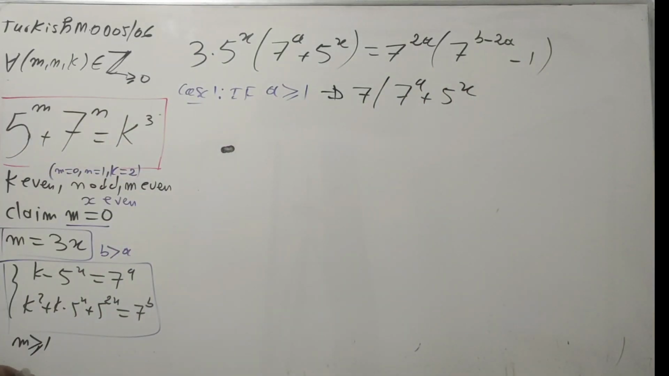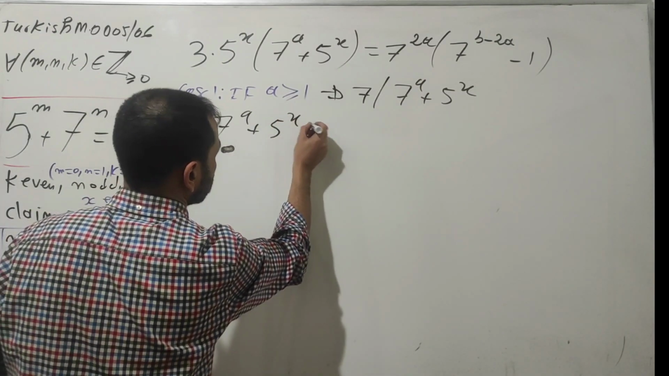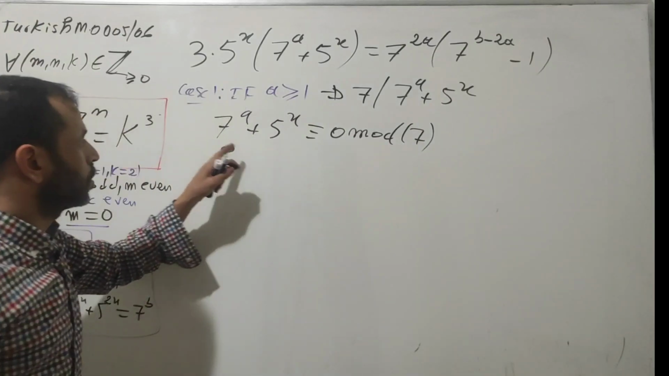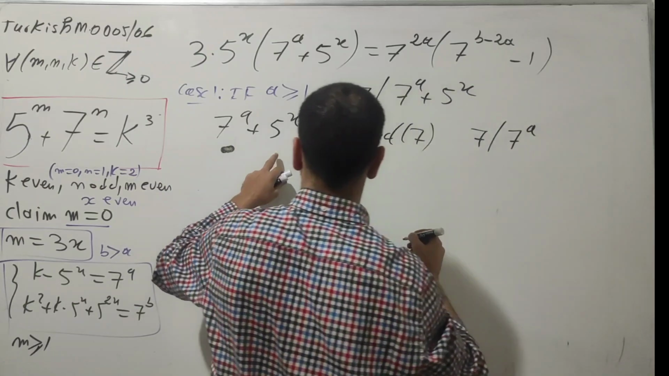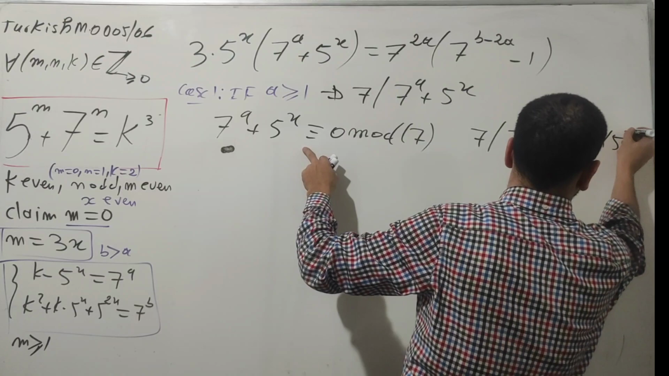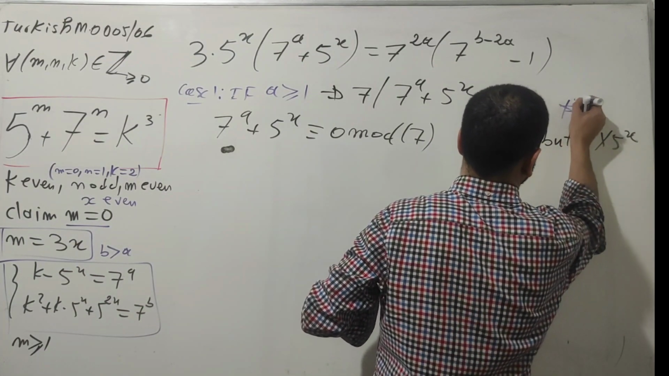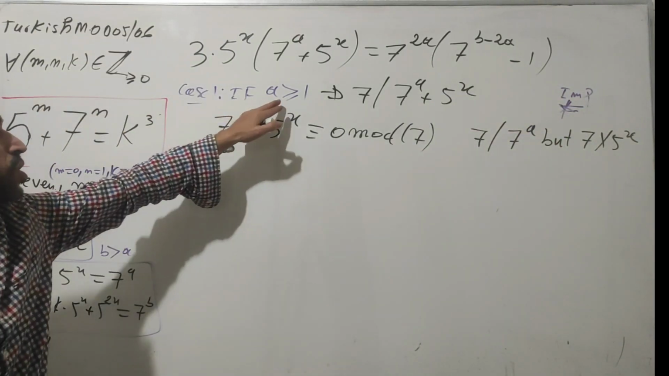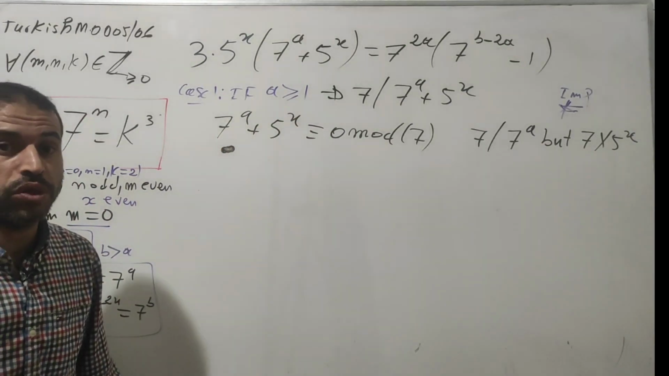According to the divisibility statement, we get 7 to the a plus 5 to the x is congruent to 0 mod 7, okay? But since 7 divides 7 to the a, 7 cannot divide 5 to the x. It's clearly a contradiction. It's impossible, okay? Which means this case, a greater than or equal to 1, doesn't work. Now let's move on to the next case when we have a equals 0, okay?